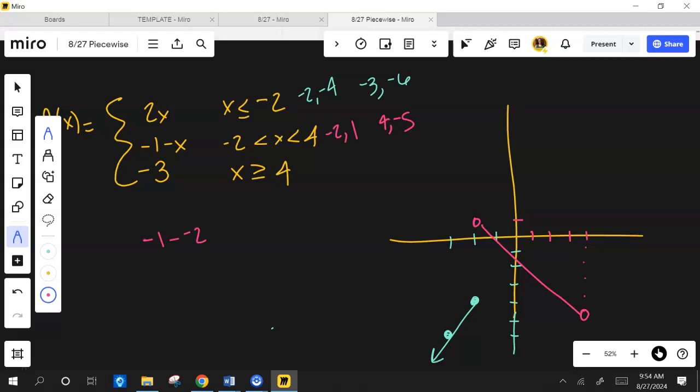All right, last one. If I plug in 4, I get -3. In fact, no matter what I plug in, I get -3, and it's closed.